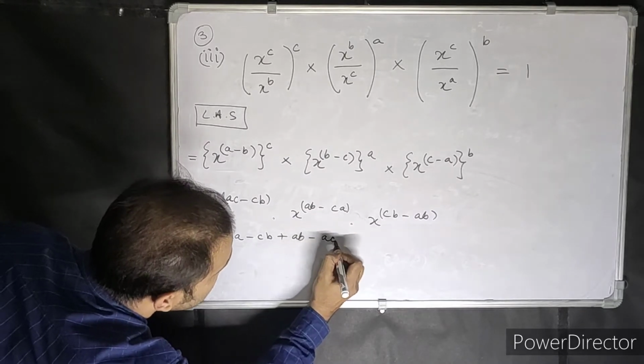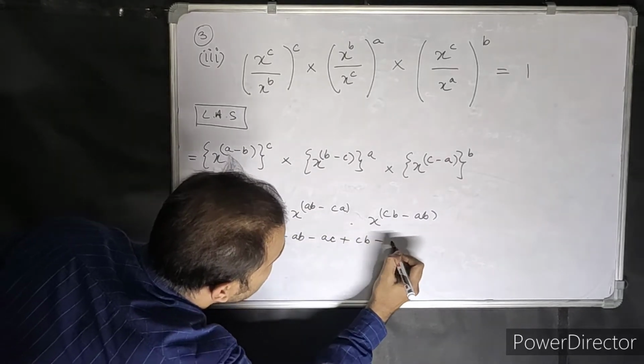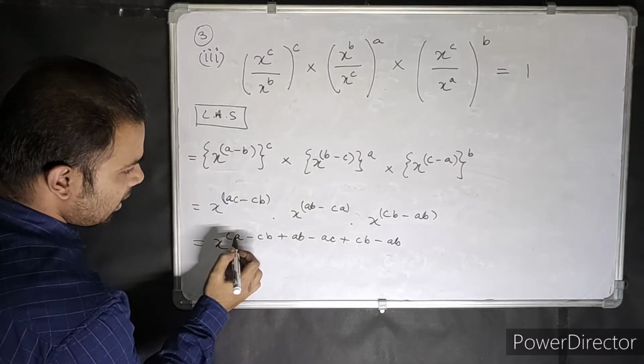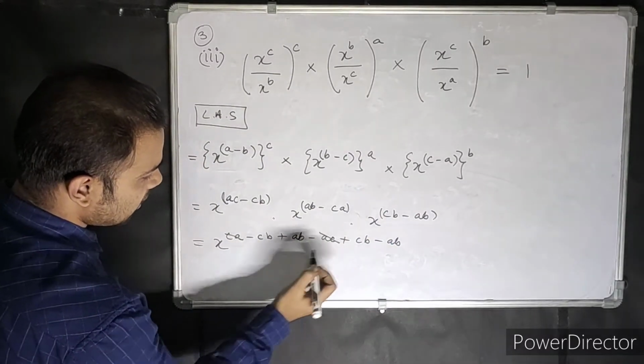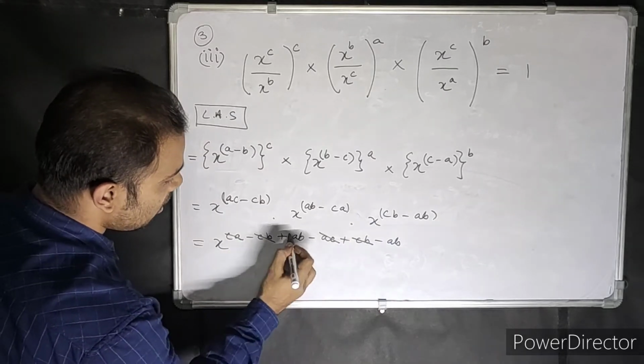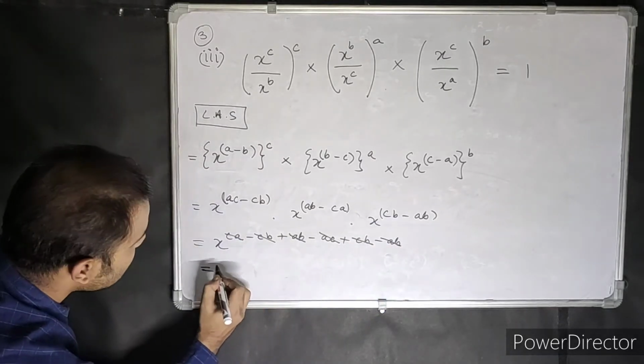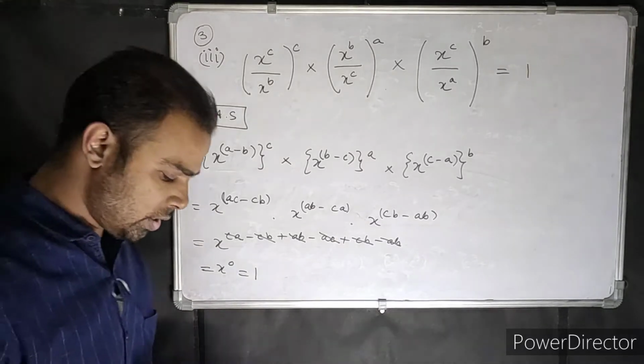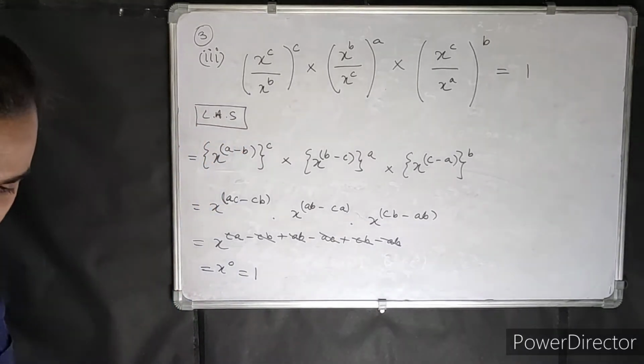AB minus AC plus CB minus AB. Now you see everything is getting cancelled out. This is AC plus, that's a negative, CB, CB, AB and AB. That is x to the power 0, which is equal to 1. Anything to the power 0 is 1. Okay, all of you know that. So this question is also finished.